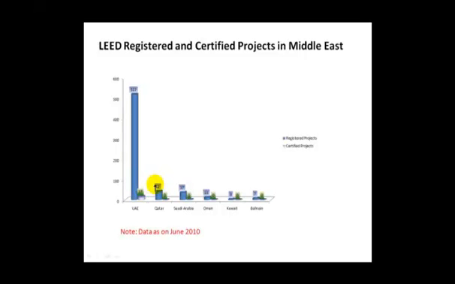In Qatar, there are 42 LEED registered projects. In Saudi Arabia, there are 37 LEED registered projects. In Oman, there are 13 LEED registered projects. In Kuwait, there are 3 LEED registered projects. In Bahrain, there are 7 LEED registered projects. The statistics was taken from GBCI website in June 2010.